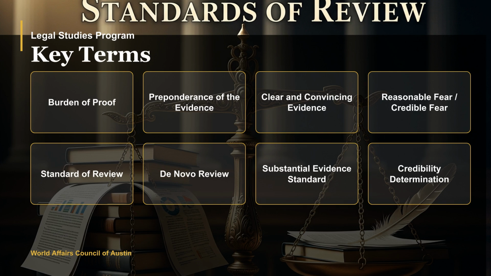Here are the key terms for this chapter: burden of proof, preponderance of the evidence, clear and convincing evidence, reasonable fear and credible fear, standard of review, de novo review, substantial evidence standard, and credibility determination. We will define each of these terms in detail throughout the video.